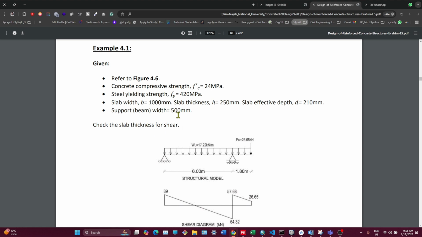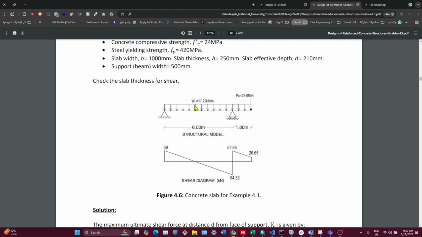Okay, so we have this structural model, and we see we have a cantilever, and it is 1.8 from the center of the support. This support is a beam, and this support is another beam, in the third dimension, in the page, on the screen, right? Yes. Okay, so we have the w ultimate already defined on the slab. So we can assume now in 2D that a slab is just like a simple structural model for a beam.